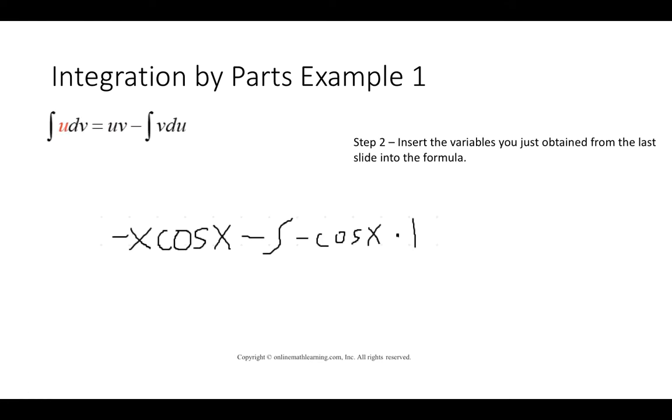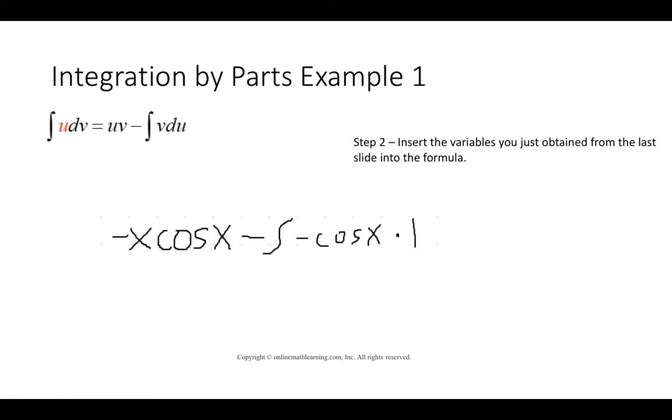So if we plug in our variables, we're going to get x as our u. Our v is our cosine. I just brought the negative cosine to the front, so it's negative x cosine x, just to make it easier. So our u is our x, our v is negative cosine x, minus the integral of our v, which is negative cosine x, and what's our du? 1. Simple. So we insert the variables that we just obtained from the last slide into the formula.